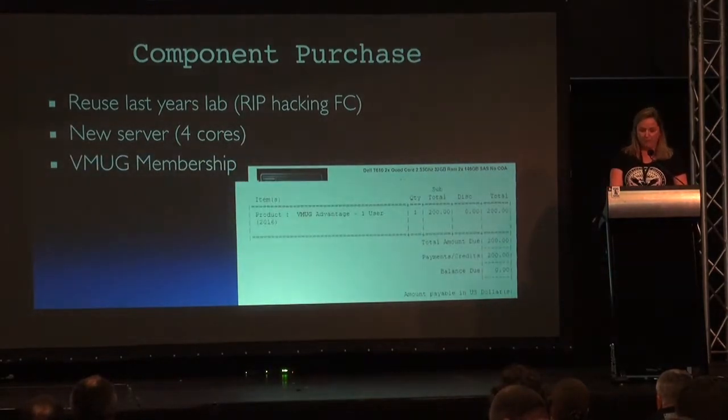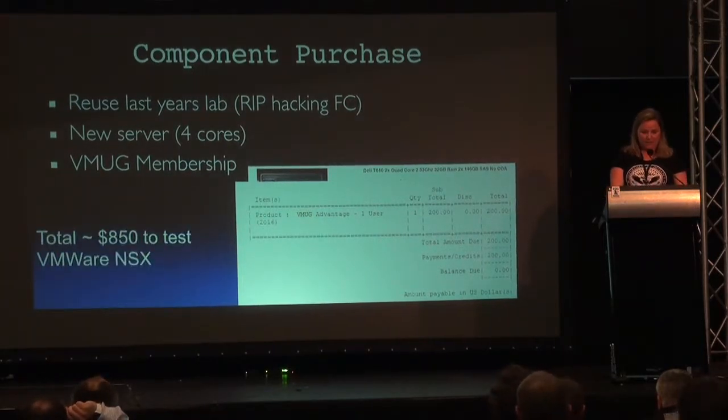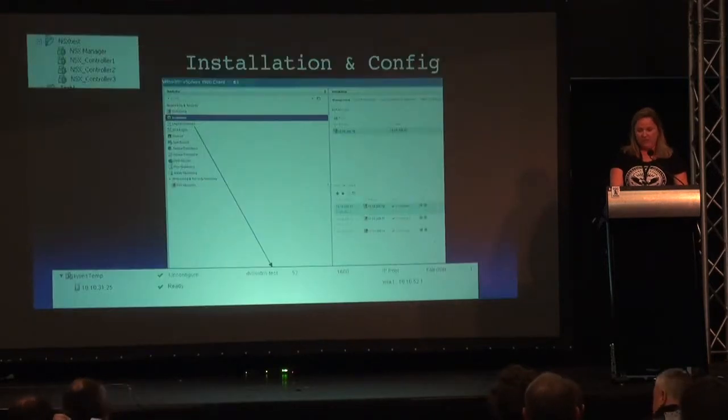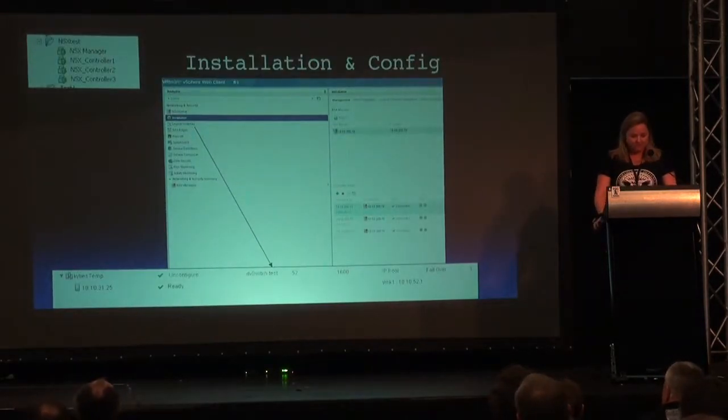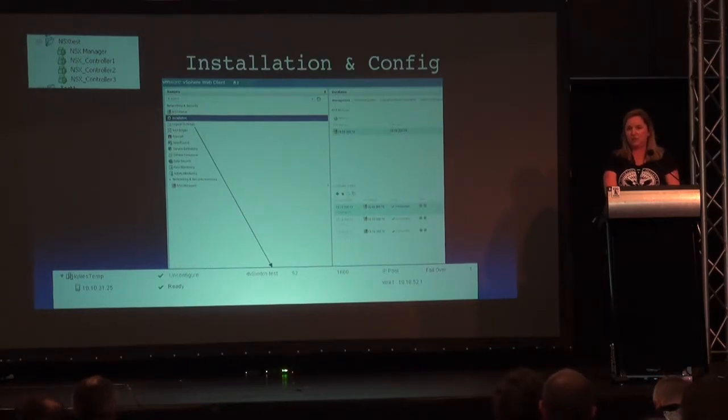I have my VMware User Group membership, which is really good if you like testing and playing around with this stuff. It's like $200 a year and you get licenses for vCenter and all the new things that you need licenses for. You just can't use it in an enterprise environment. So all up it's about $850 just to build NSX and test it at home. Installing it is super easy. You pretty much just download the NSX manager, deploy the VM, and it starts deploying all the components for you. You pick a distributed virtual switch that you want to deploy it to, and it just adds the modules in for the functionality.